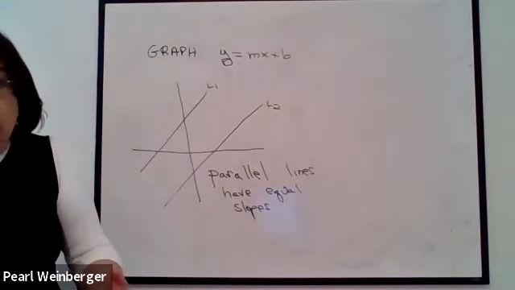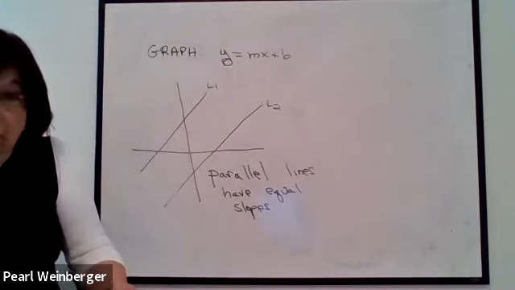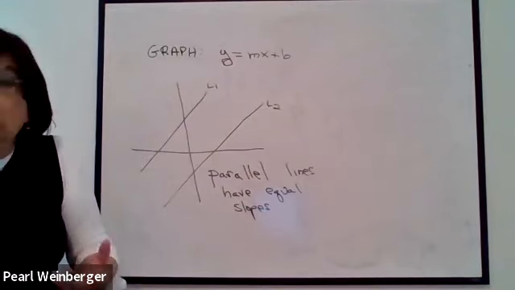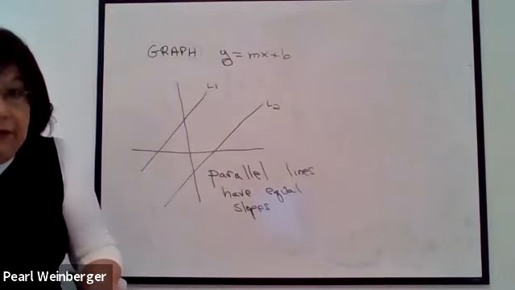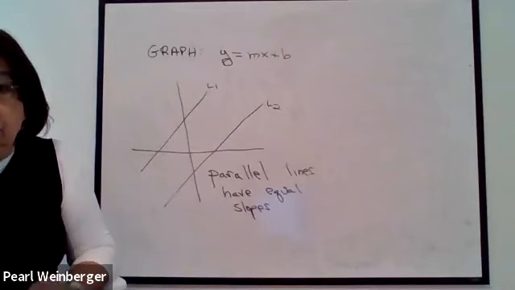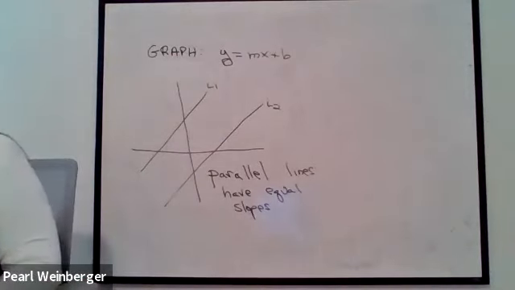If you're given two equations of two lines and you're asked, are these two lines parallel? What you have to do is figure out the slopes of both lines. And if the slopes are exactly the same number, that means those two lines are parallel.